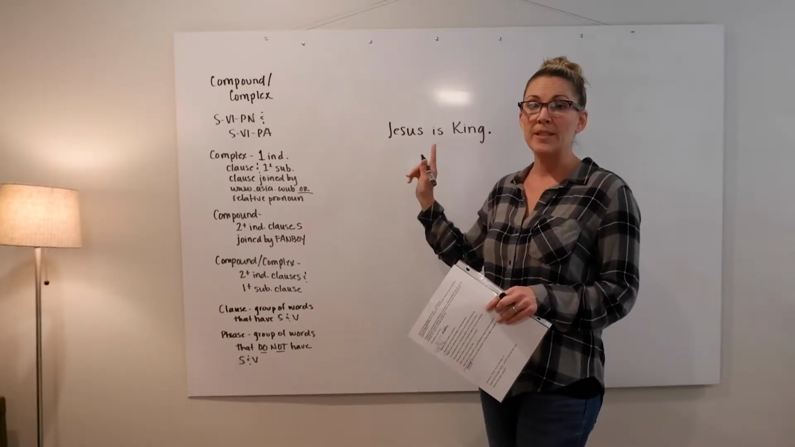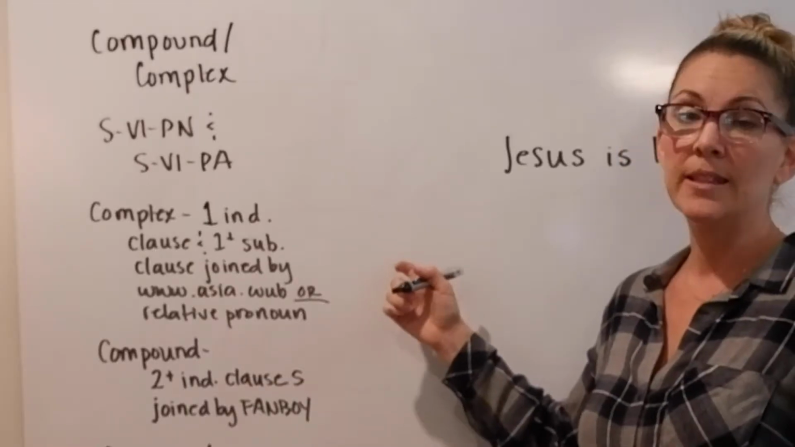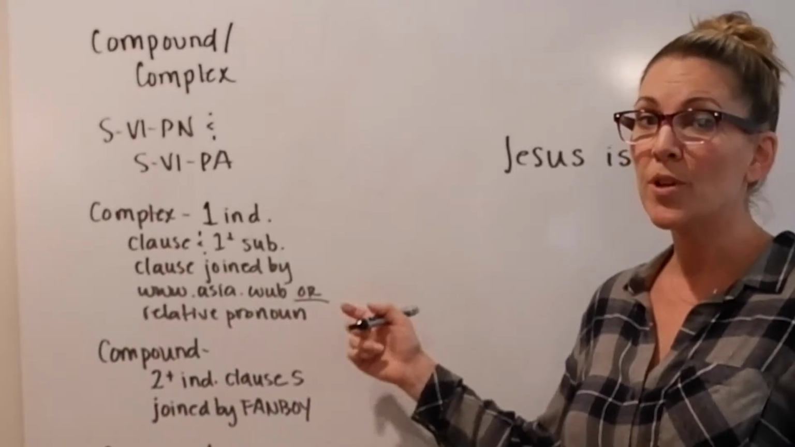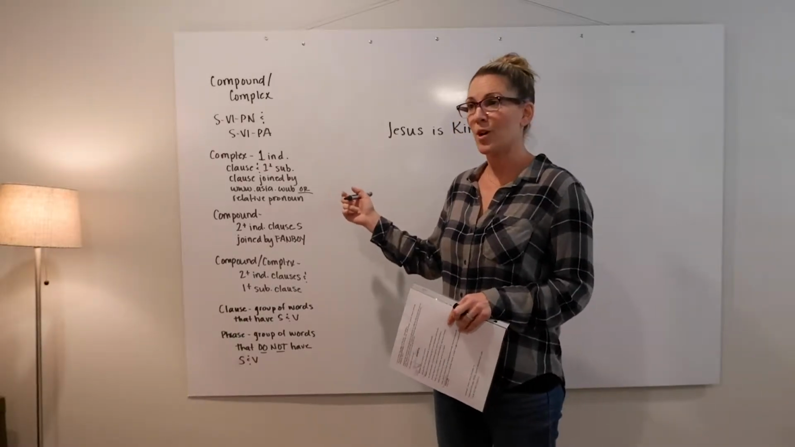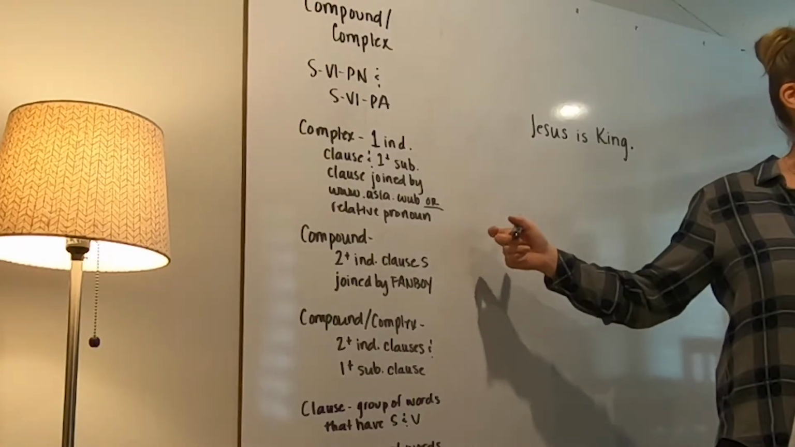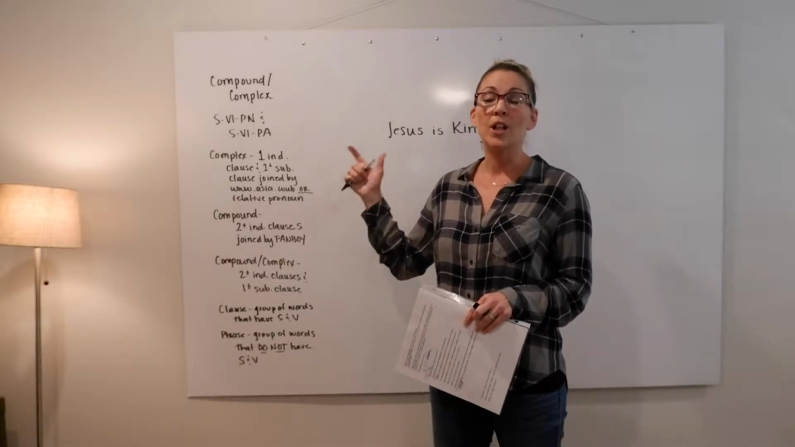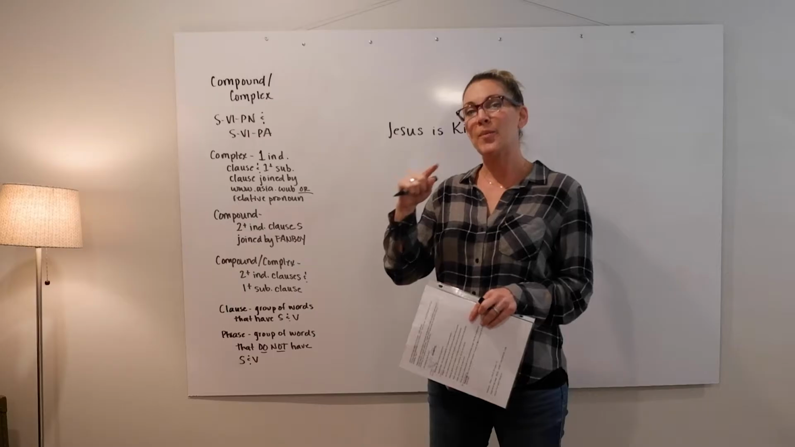So let's remember, what makes a complex sentence? A complex sentence is one independent clause and at least one subordinate clause joined by a subordinating conjunction or a relative pronoun. So you know what your subordinating conjunctions are. Your relative pronouns are going to be your who-which clauses. So you're going to include either a who-which clause or a clause that includes a subordinating conjunction. So press pause, come back when you're done.